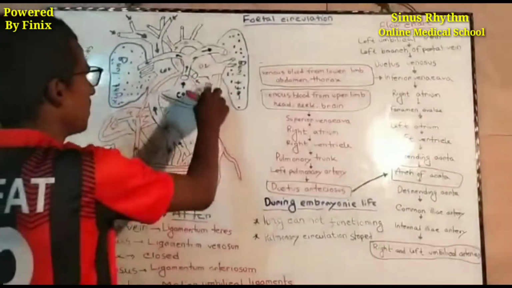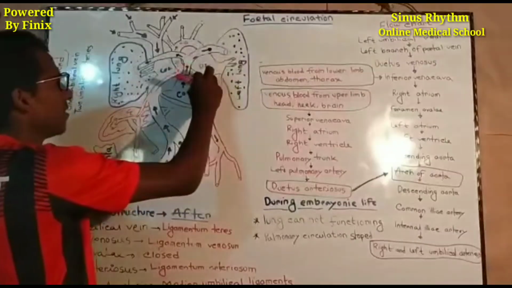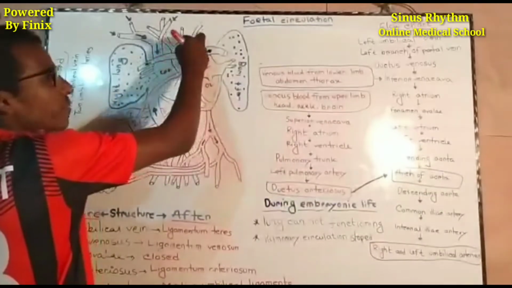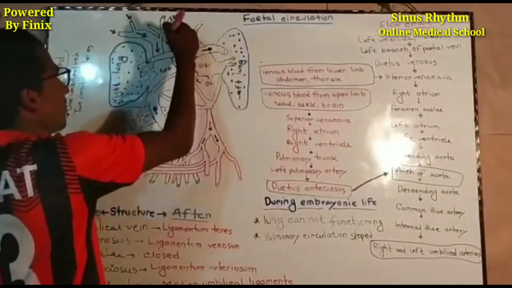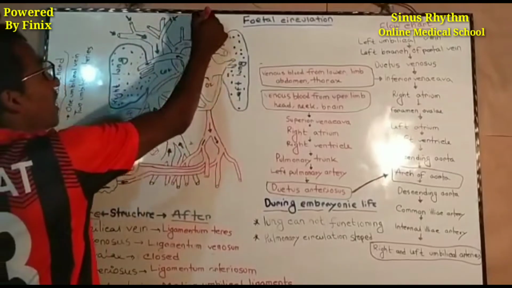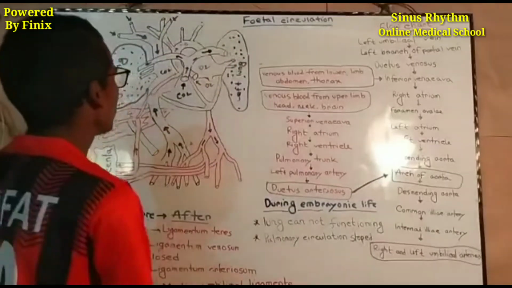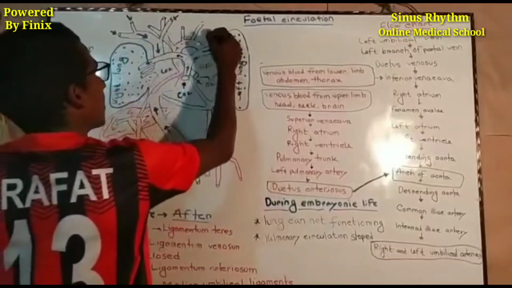Now the oxygenated blood goes to the aortic valve, then the arch of the aorta, whence it goes to the upper limb, head and neck through the brachiocephalic trunk, left common carotid artery and left subclavian artery. Hold this blood here.